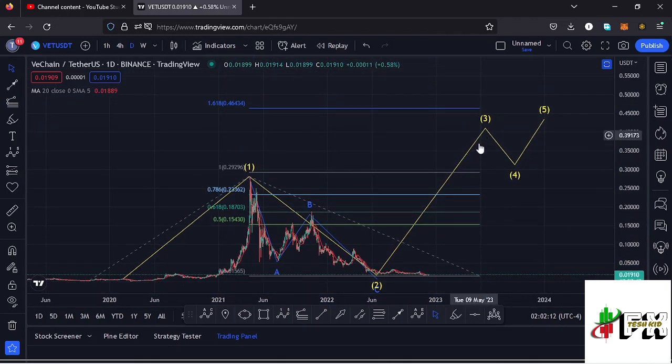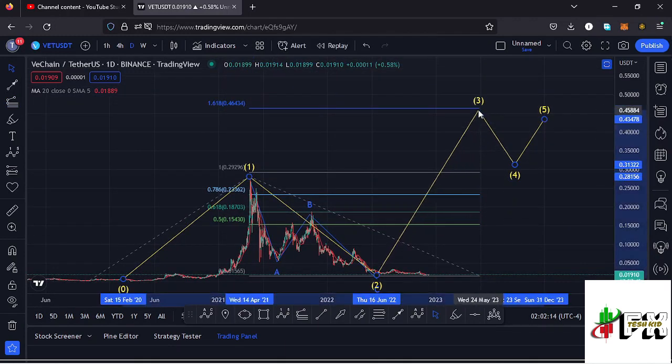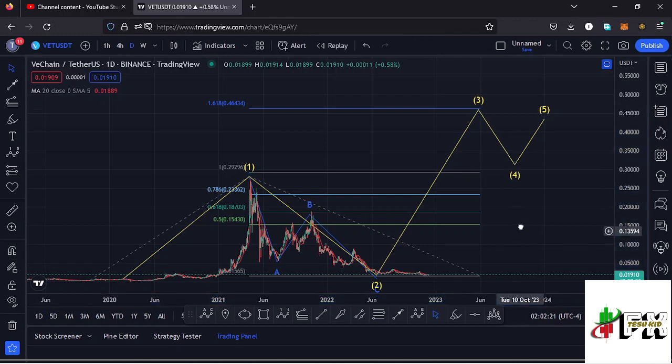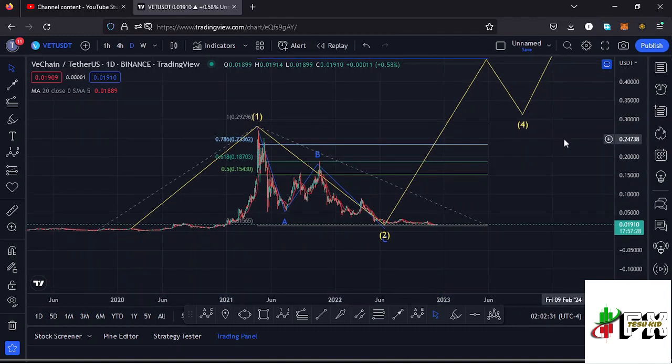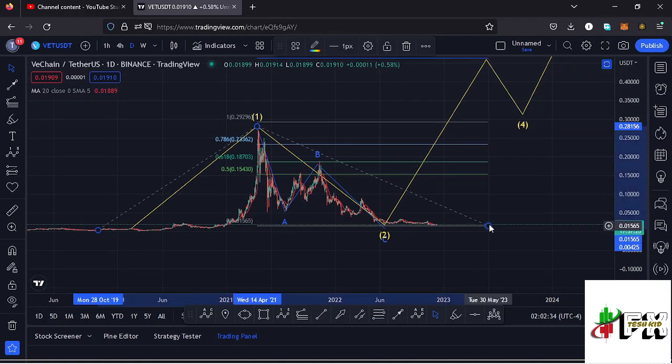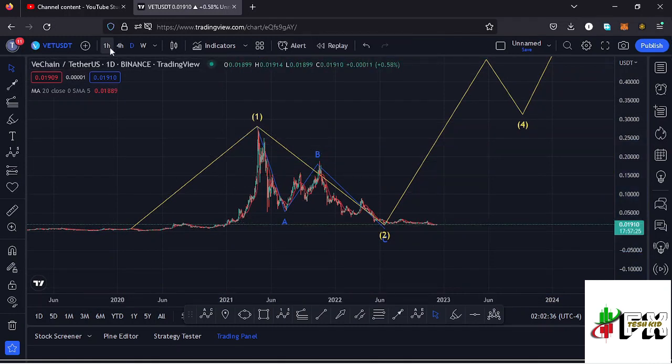That gives me a minimum target area to the upper side in the formation of that wave 3 at the fib level 1.618, which perfectly lies at around the $0.46434 mark, and that is the minimum that I would expect Vechain to do in the next bull market, and see the formation of that wave 3 before we see a wave 4, and then continue pushing even higher in the formation of that wave 5. And that is my long-term scenario that I'm expecting to play out here on the Vechain chart.